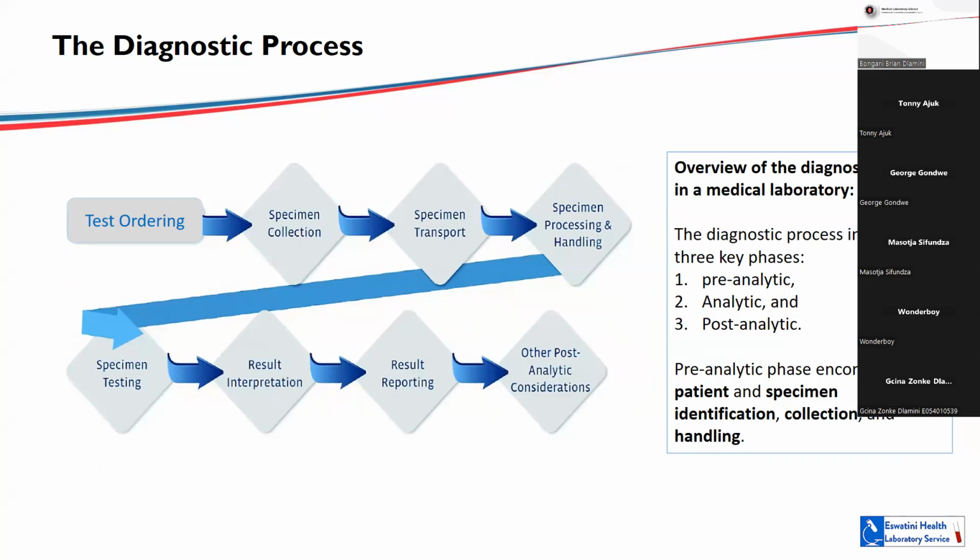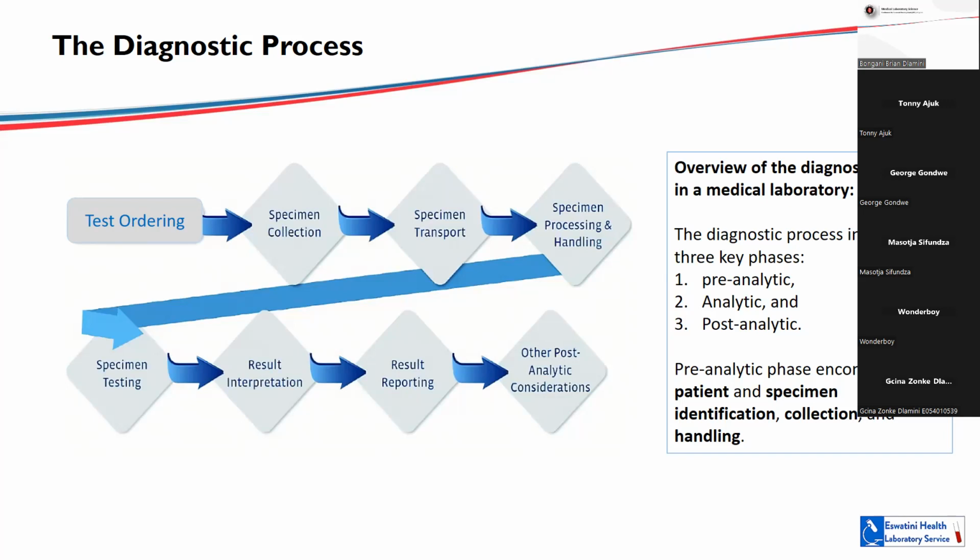Then they transport the samples, then specimen processing and handling. So all those 4 stages happen. The pre-analytical phase encompasses the patient and specimen identification, the collection, and the handling of the samples.